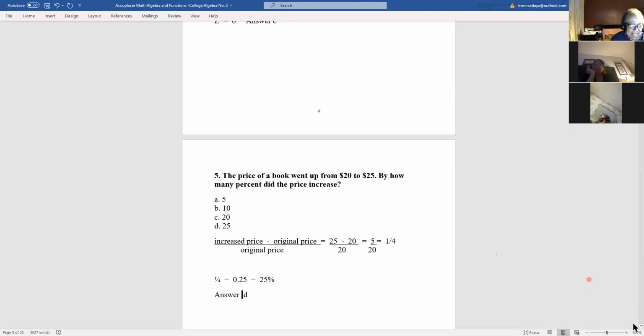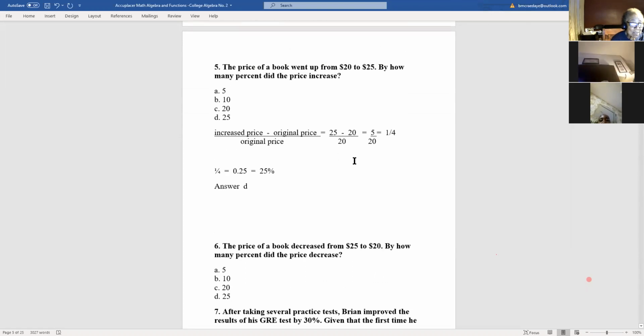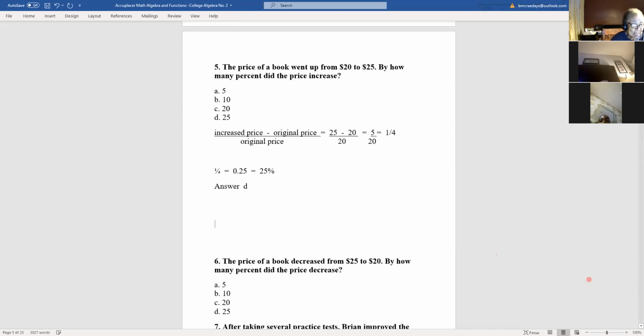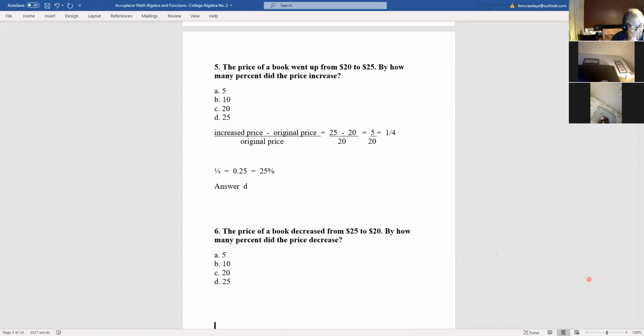Okay, we can go to number 6. Now, notice this is very similar. The previous problem was an increase, and this next problem is a decrease, but it's the same principle. How many percent did the price decrease? Decrease from 25 to 20. That's 5.